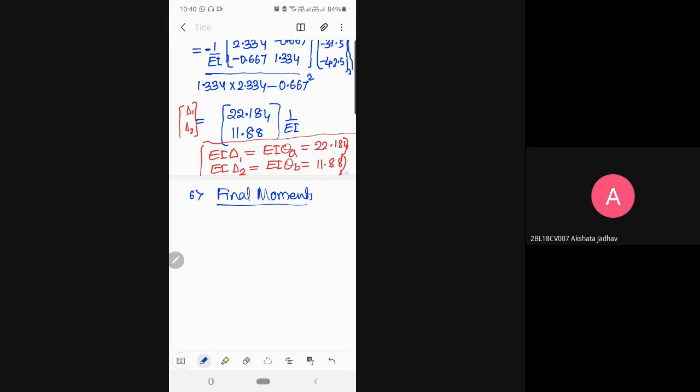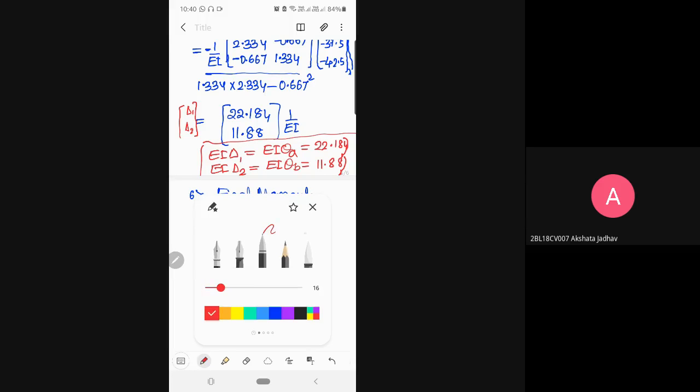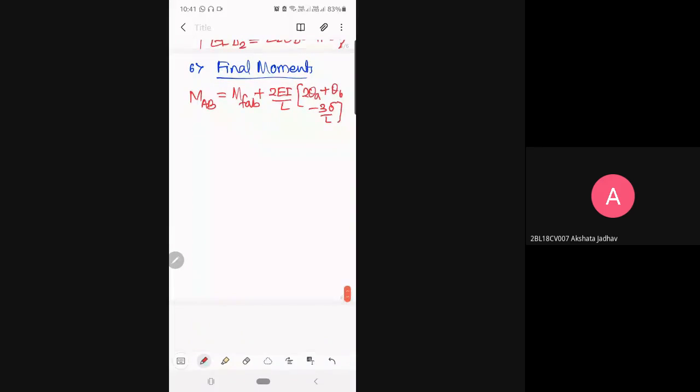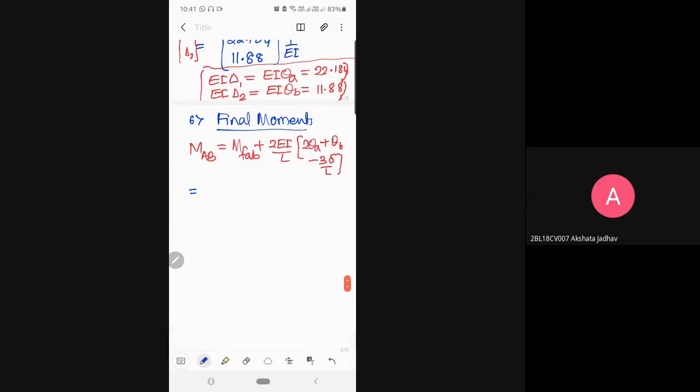So how to determine these final moments? Final moments can be determined by applying the slope deflection equation only. So what is that slope deflection equation? MAB is equal to, if you could recall, MFAB plus 2EI over L into bracket 2 theta A plus theta B minus 3 delta over L. This is the equation. Clear? Now simplify this, substitute the values. MAB. So what is MFAB?